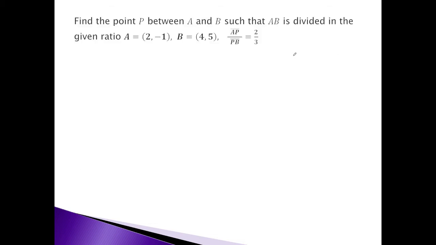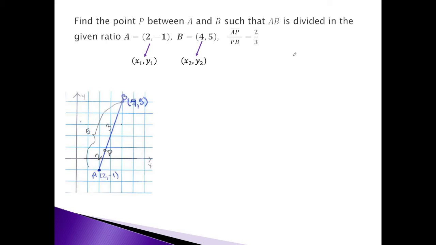Find point P between A and B such that AB is divided into the ratio where AP over PB is 2/3. Notice it doesn't tell me what AB is, the entire length of the line segment, but it tells me that A is (2, negative 1) and B is (4, 5). Now, this one I'm going to draw, and that 2/3 means that AP is 2 and PB is 3. So that tells me that AB is 2 plus 3. So then I know that AP over AB is 2/5.